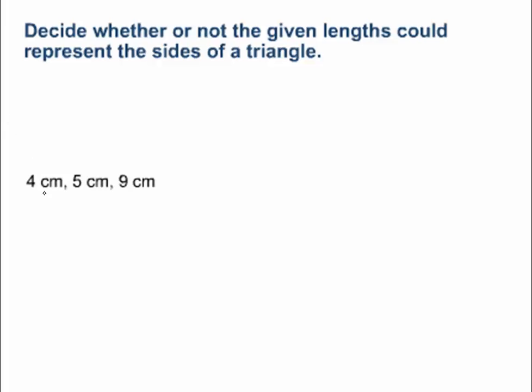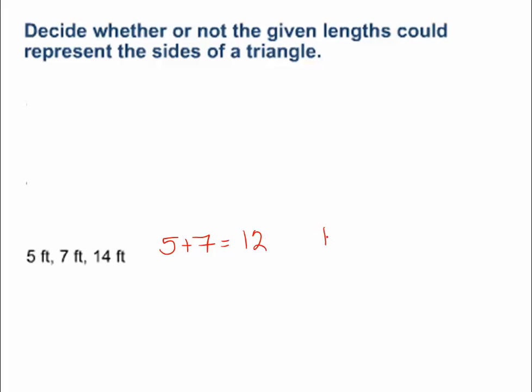In this one, I'm going to add up the two smallest sides, which is 4 plus 5 equals 9. 9 is not greater than 9. So no triangle. Remember that those two smallest sides have to add up to be greater than the largest side. On this one, we have 5 plus 7 equals 12. And 12 is not greater than 14, so no triangle.